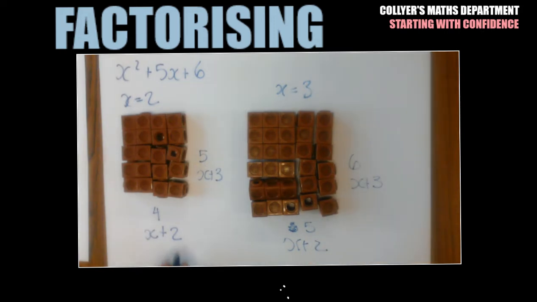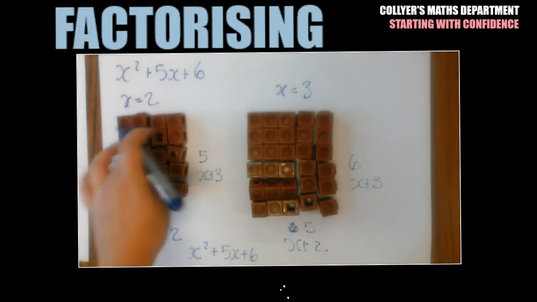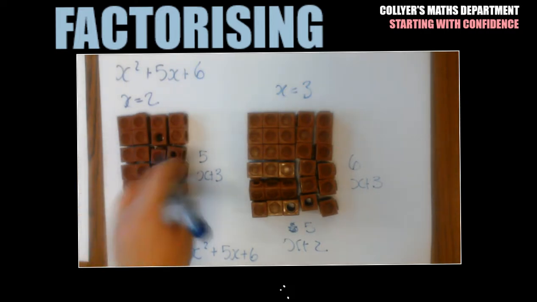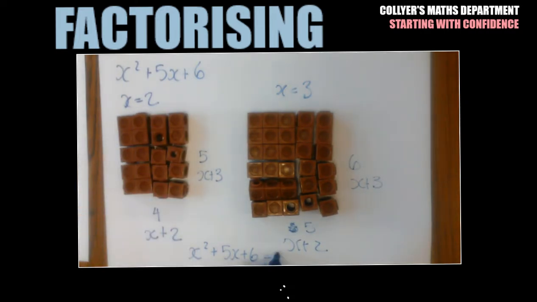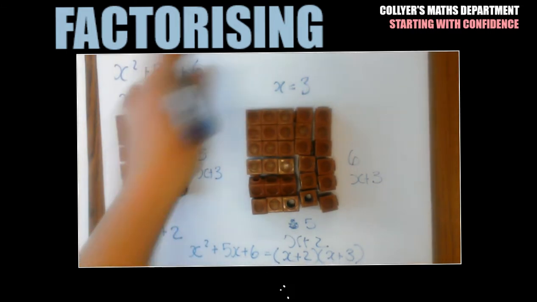So in both cases, when I put together the multi-link cubes for this quadratic, my x squared, 1, 2, 3, 4, 5 lots of x and 6, I ended up with a rectangle that could be represented as x plus 2, x plus 3, which actually is that quadratic factorised.